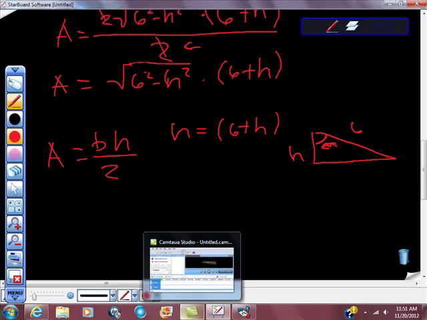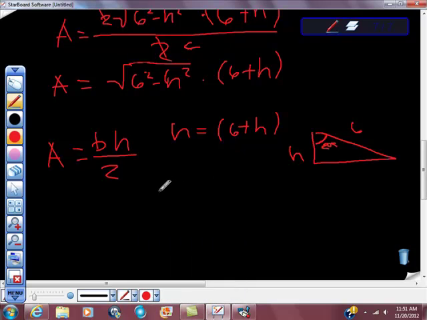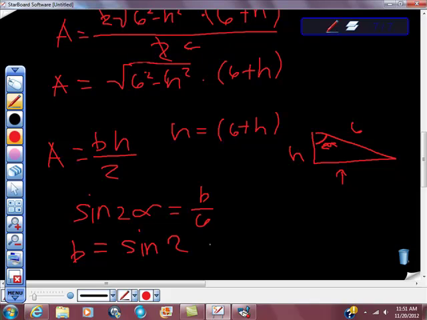So from there we're going to use our sine value. Sine of 2 alpha is equal to opposite over hypotenuse. So the opposite is b, there's the opposite, and the hypotenuse is 6. So we're going to solve for b now. b is equal to the sine of 2 alpha times 6.